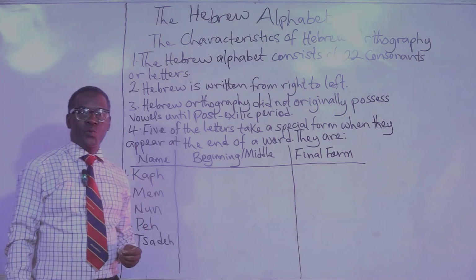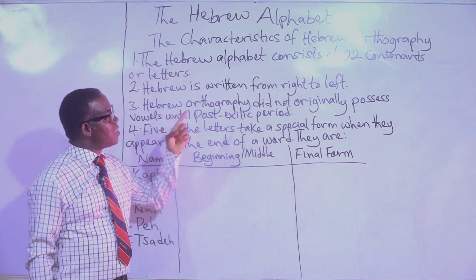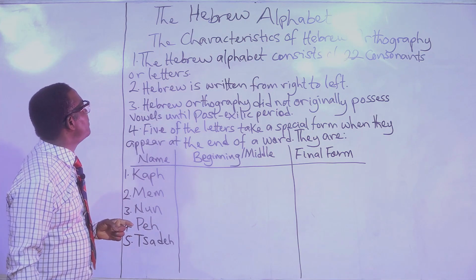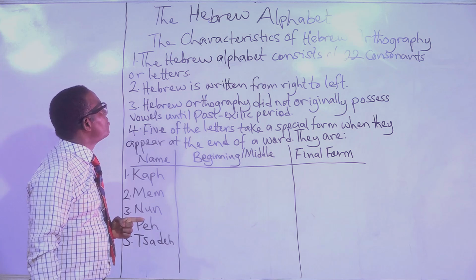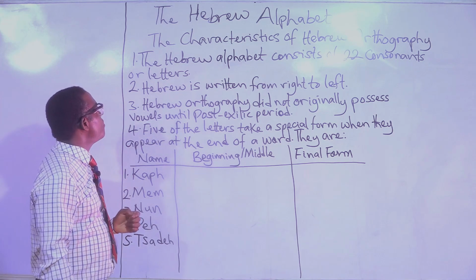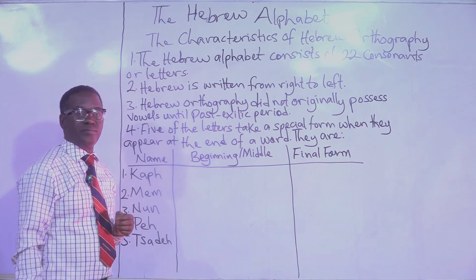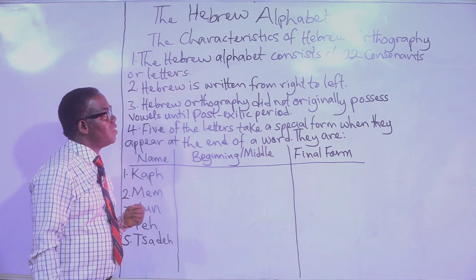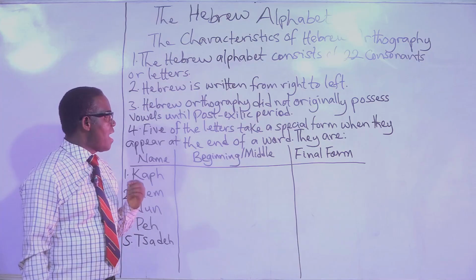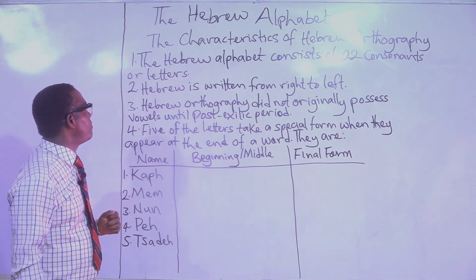All right, we are through with the Hebrew consonants, but we need to familiarize ourselves with the characteristics of Hebrew orthography. The first one is the Hebrew alphabet consists of 22 consonants or letters. The reason being that when the Hebrew language was first written down, vowels were not part of it. They wrote only consonants down.